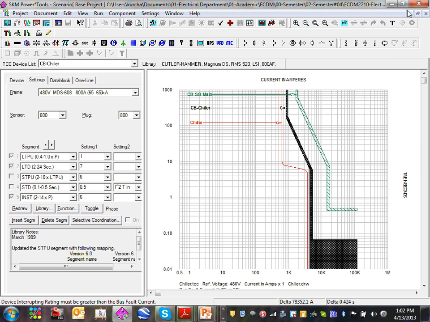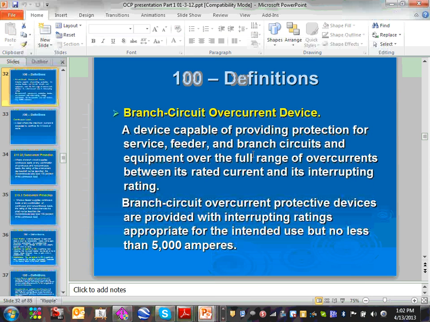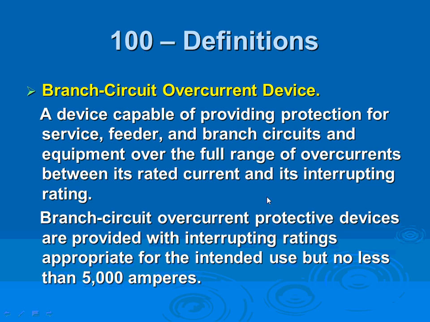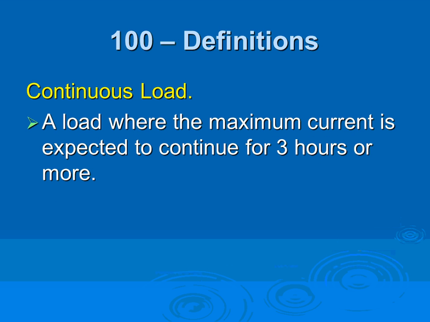Anyway, I'll be referring to these as we go. So when you hear them talk about a branch circuit over the full range of overcurrent between its rated current and its interrupting current, the rated current, guys, is the 800 amp like I showed, all the way to the interrupting current, which is 200,000. Any comments, guys? Any questions about that one? I thought the most confusing thing for people is the range.